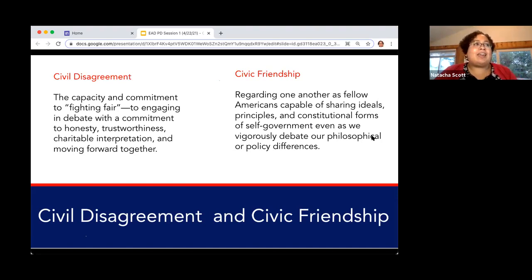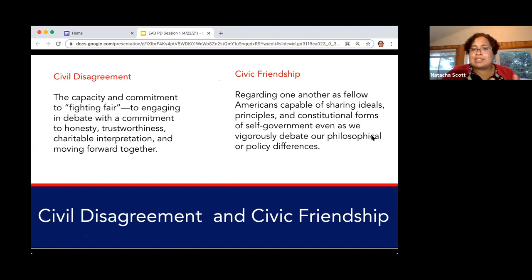Civil disagreement does not say that I'm agreeing with you just because. I'm just going to nod and smile. Think about those conversations, everyone's had them, where you just nod and smile, rather than being honest and sharing opinions that might differ with someone else. And we see that virtue of civic friendship that goes along with civil disagreement hand in hand. That concept of civic friendship and that understanding of being able to share ideals and principles and constitutional forms of self-government, even though we might not agree, even though we might debate our policy differences.